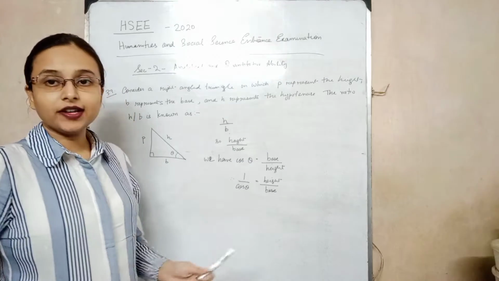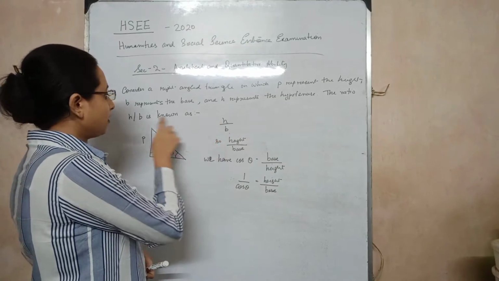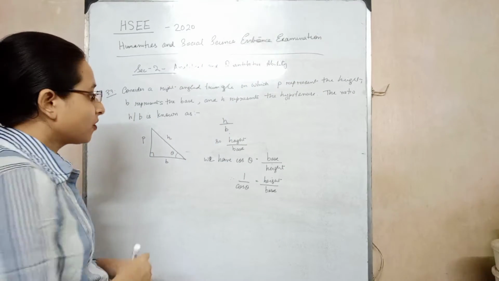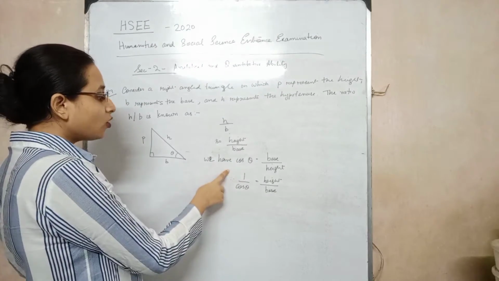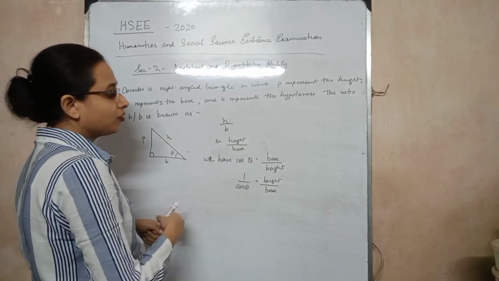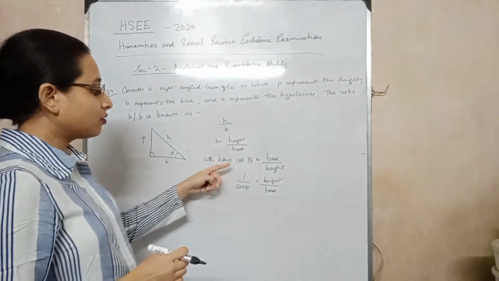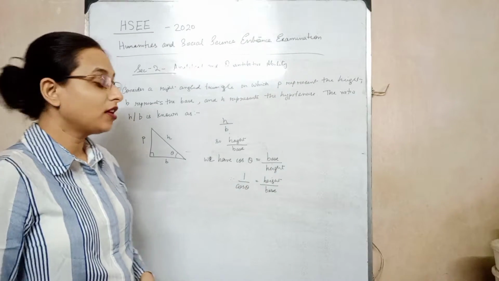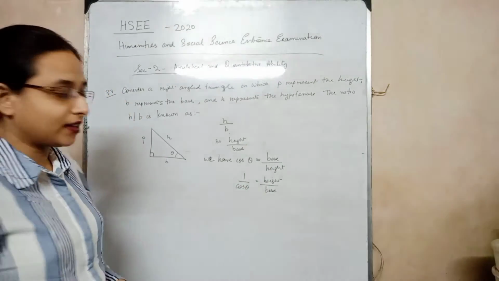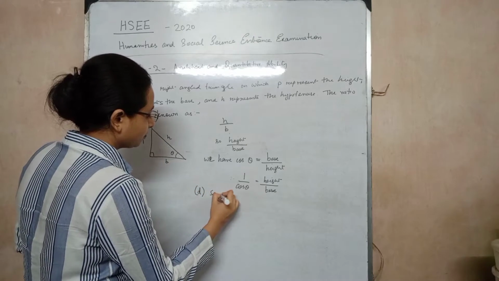See, I have already done the answer for you all. H by B is the question that is asked. So H by B is height by base, right? So we know that cos theta is equal to base by height. And the reverse of that, that is 1 by cos theta, is therefore height by base, right? So the correct option will be option D, secant.